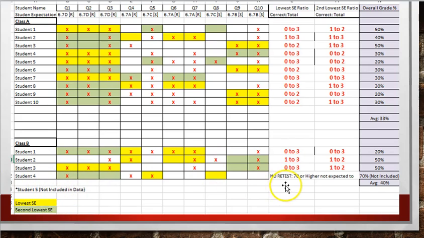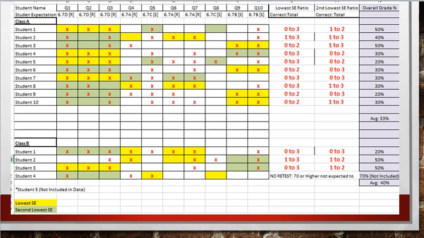Also, student 4, if you will take note, at the bottom portion it says that they will not be taking a retest. Students who score a 70 or higher are not expected to, and so she has opted out of the retest portion of the study. So Class A will have all 10 students in the pre and post test, and then in Class B, we will see 4 students here in their original testing, but only 3 students in their post-test scores.